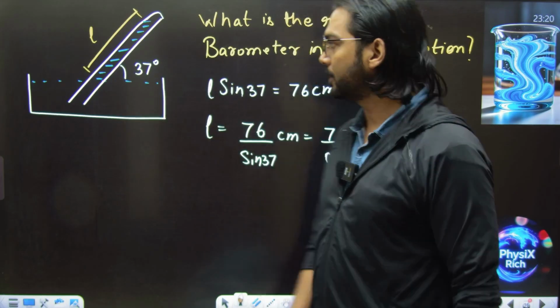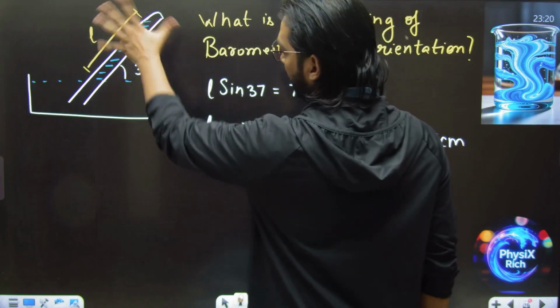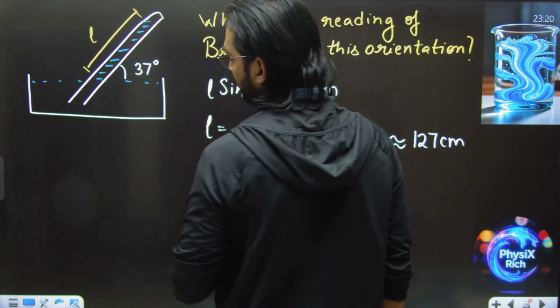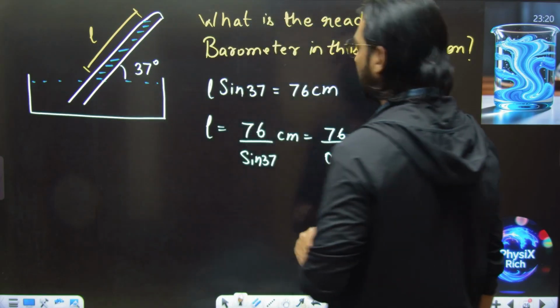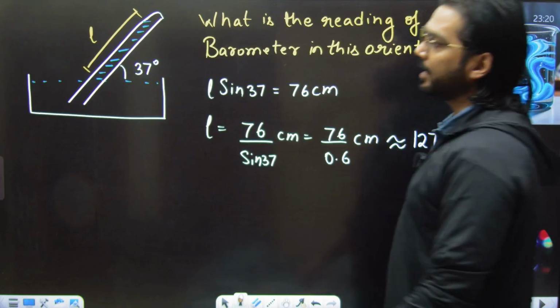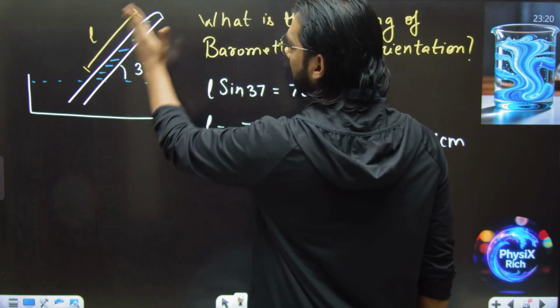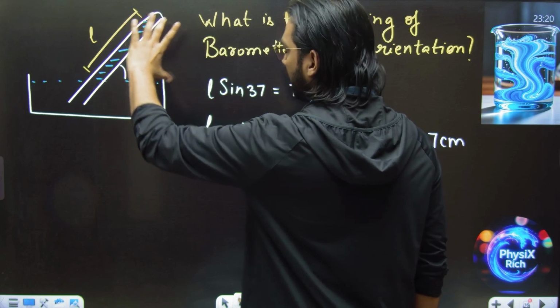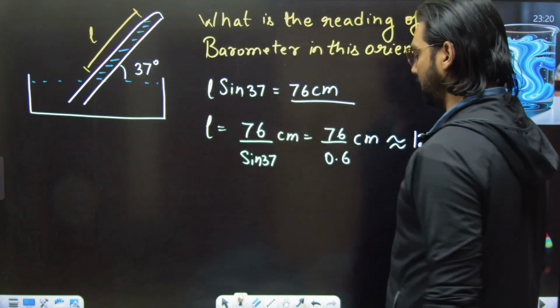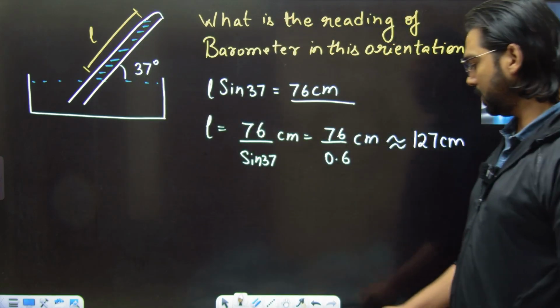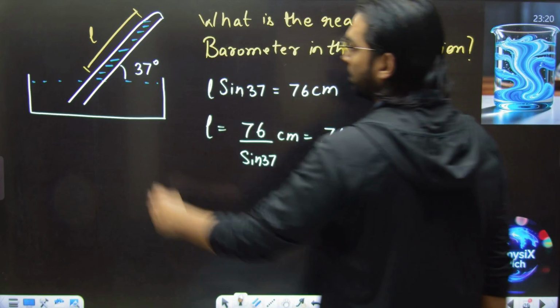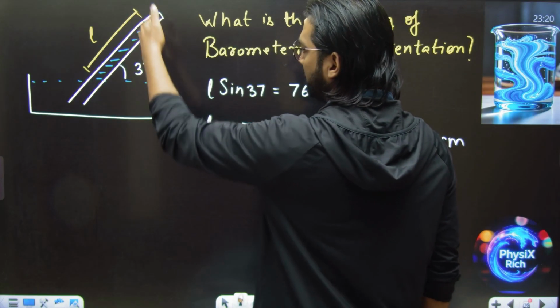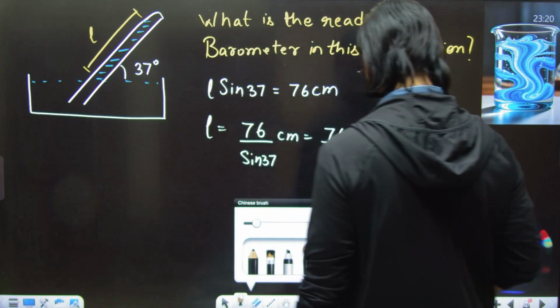In which case, if I take a barometric tube and I tilt it at this angle, tilt it at 37 degrees, what do I get? I get that the L length of this barometer will be filled, but the height will still be 76 centimeter. Now you see that this L length corresponds to L sine 37 of the height.